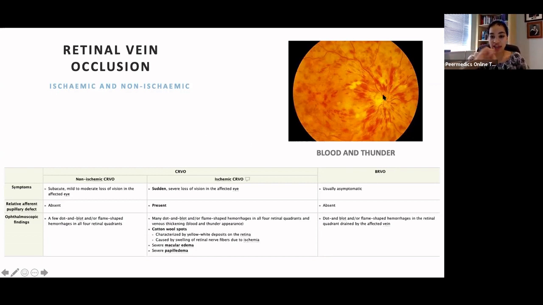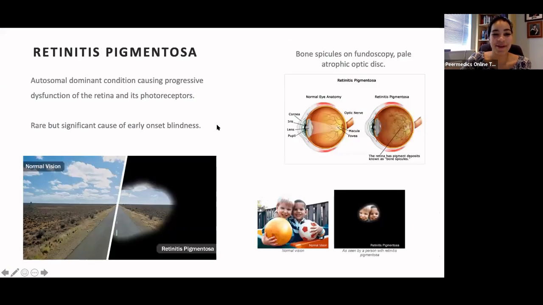So if you look here, there are flame hemorrhages in all of the quadrants of the eye. You have these white deposits on the retina. You can see cotton wool spots throughout, which is that edema, because they have severe macular edema. And if you looked for a relative afferent pupillary defect, which is when you swing the light from eye to eye with it covered like this, you would notice a relative afferent pupillary defect as well. Same as in retinal artery occlusion.